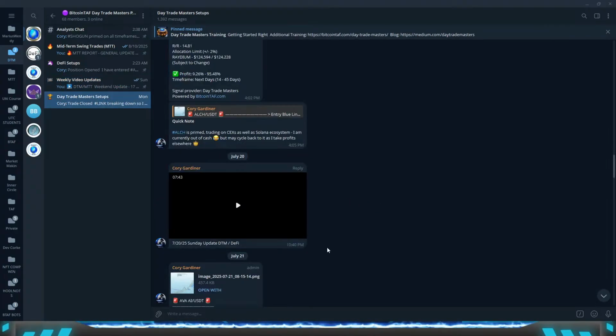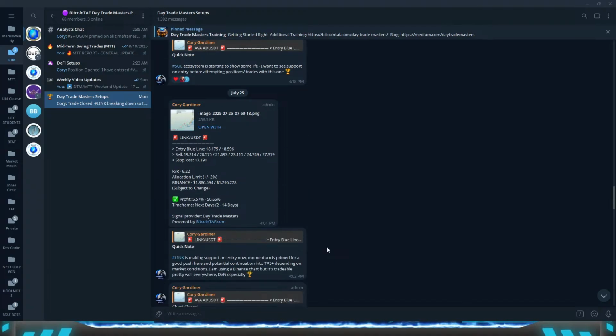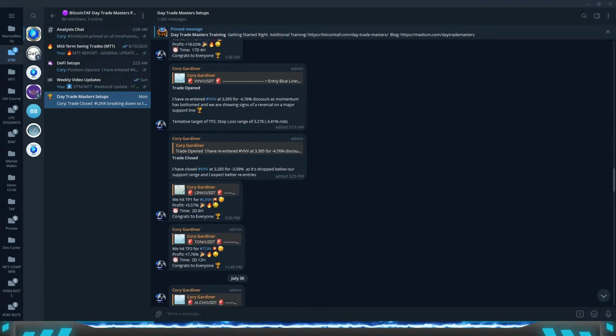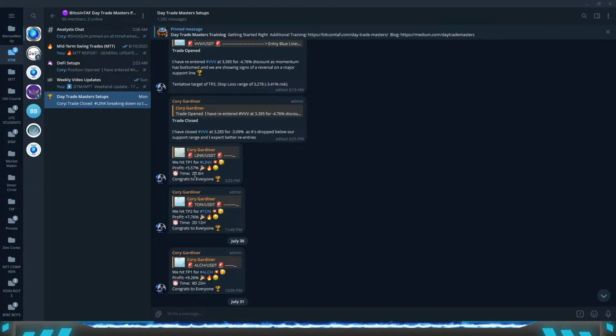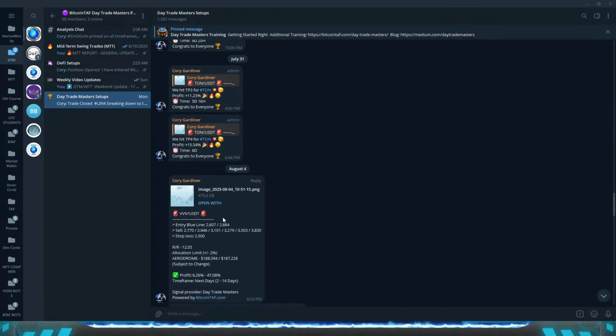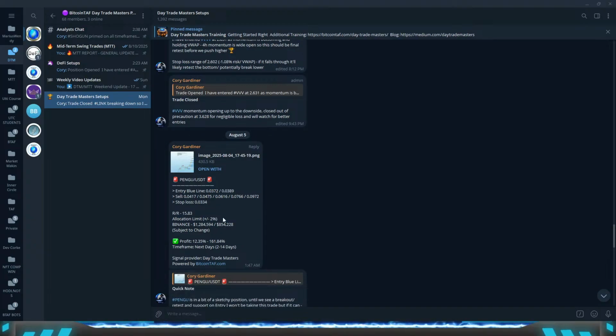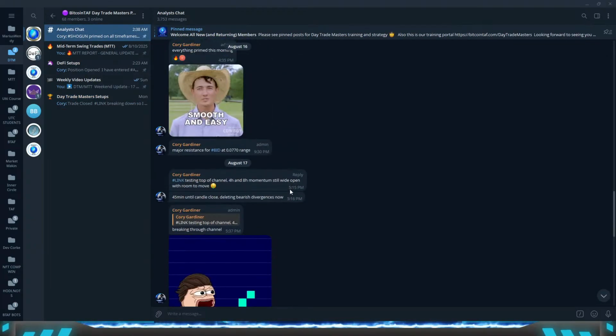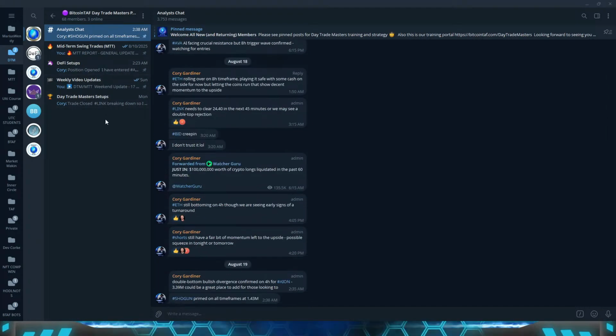And then we've got the Day Trade Master setups. Corey also posts a lot of his setups, like Link, lots of coins that he's looking at, as well as when they reach target points here. So you can see, for instance, this one has target point 1, target point 2, target point 3. So lots of these great coins that are happening right here. So we've got all these rooms that we use in Day Trade Masters that you can use and utilize, and that comes with your subscription.